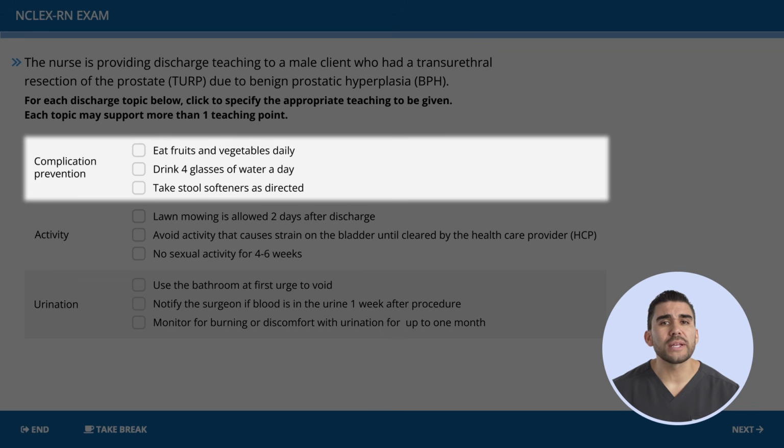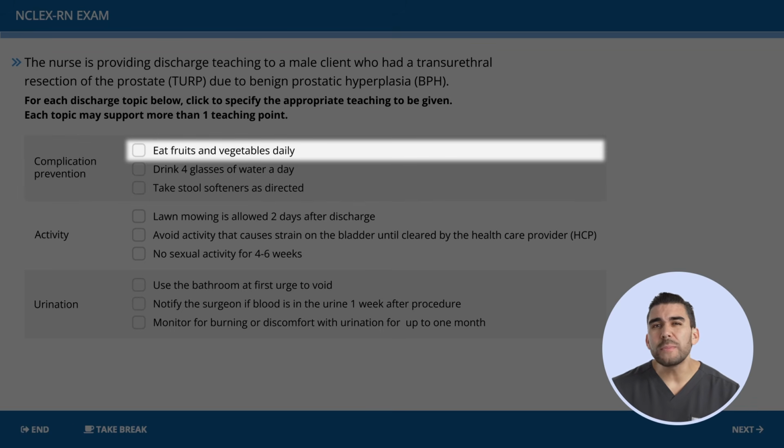So first is complication prevention. What are we going to include in the teaching points? So would it be eating fruits and vegetables daily? Well, yes, this actually helps promote GI motility and decreases constipation risk. So this would decrease pelvic pressure.